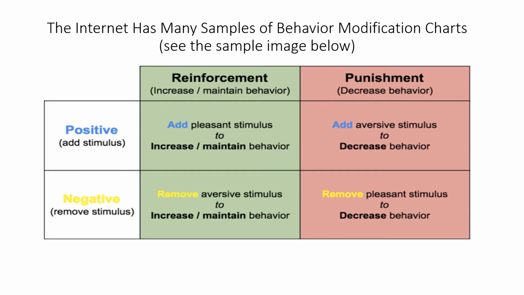As a negative, you're going to remove the stimulus. So for reinforcement, you would remove an aversive stimulus to increase or maintain a behavior. For a punishment, you would remove the pleasant stimulus to decrease the behavior. So you can see the opposites to both the positive and the negative, based on the outcome that you're looking to achieve.